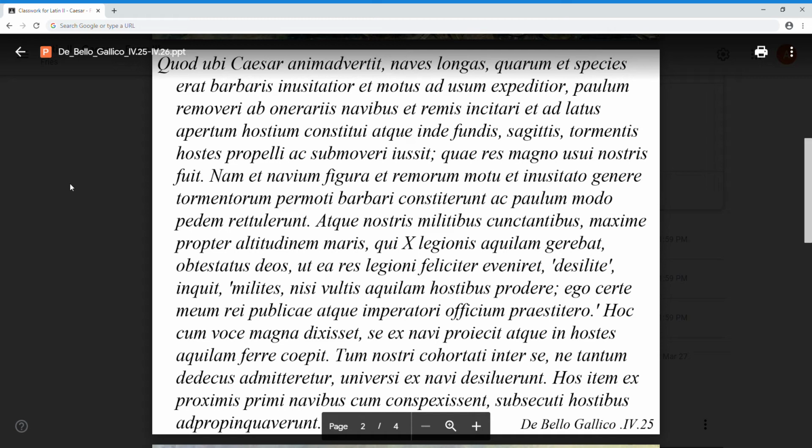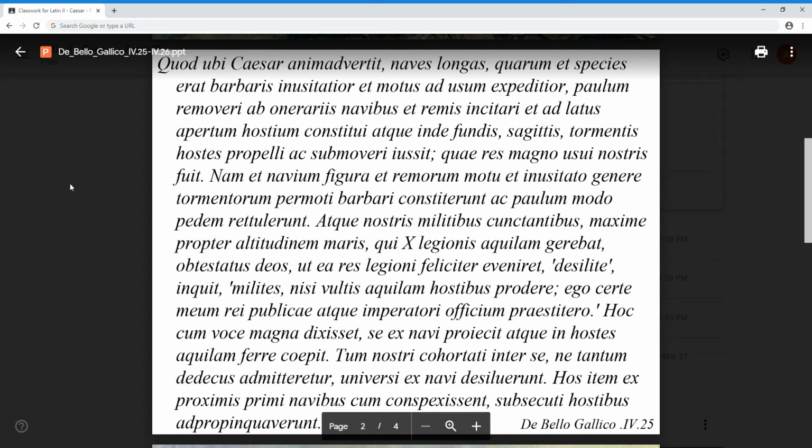Paulum removeri ab onerariis navibus et remis incitari. Now we have all these et, so we have quite a bit of polysyndeton here. So paulum removeri, so the naves longas, that's going to be the subject accusative of iussit, so he orders them to removeri paulum, to be moved back, paulum, a little bit, paulum being the accusative singular neuter accusative of distance. How far? A little bit, paulum.